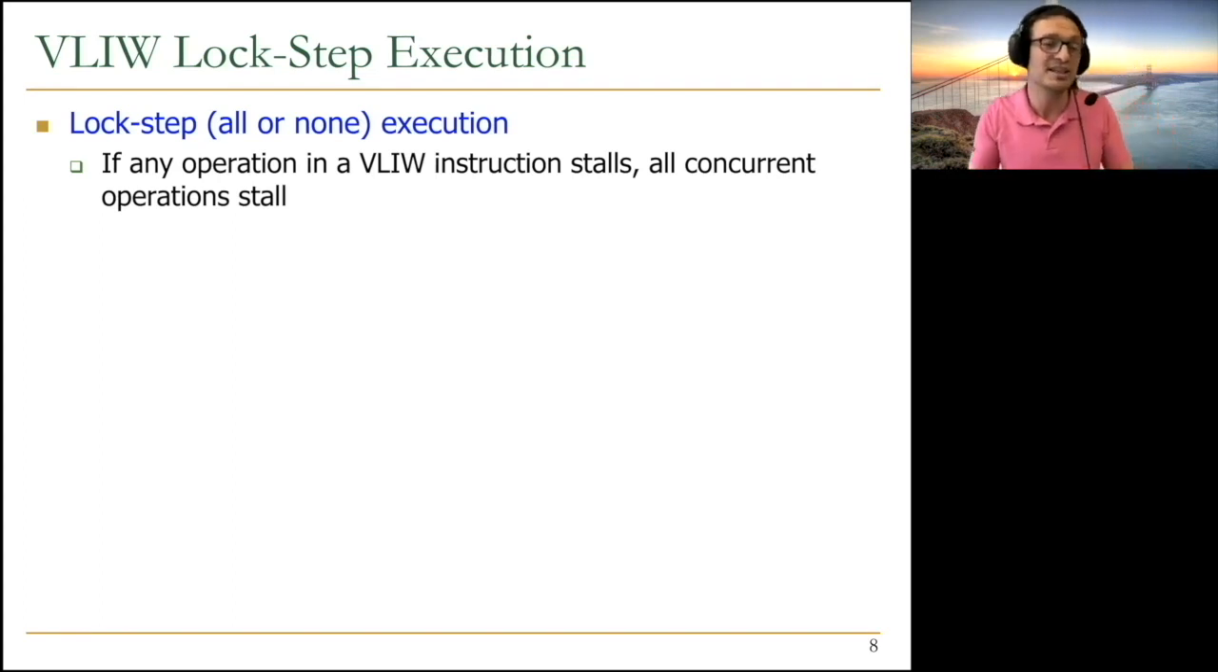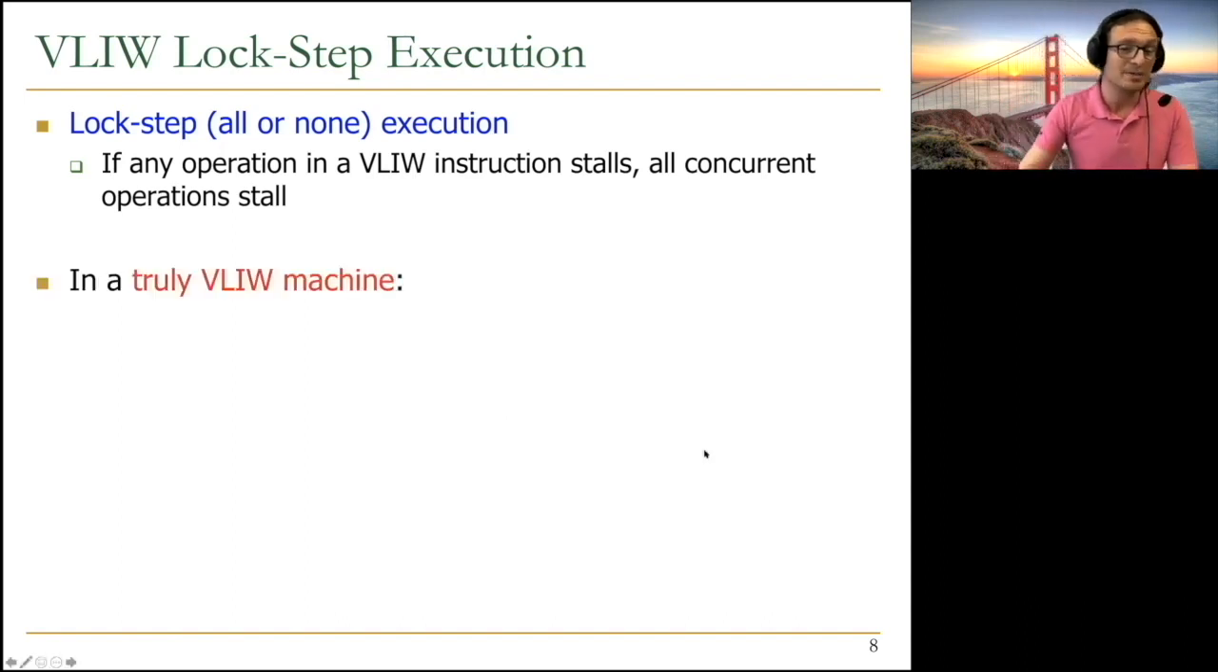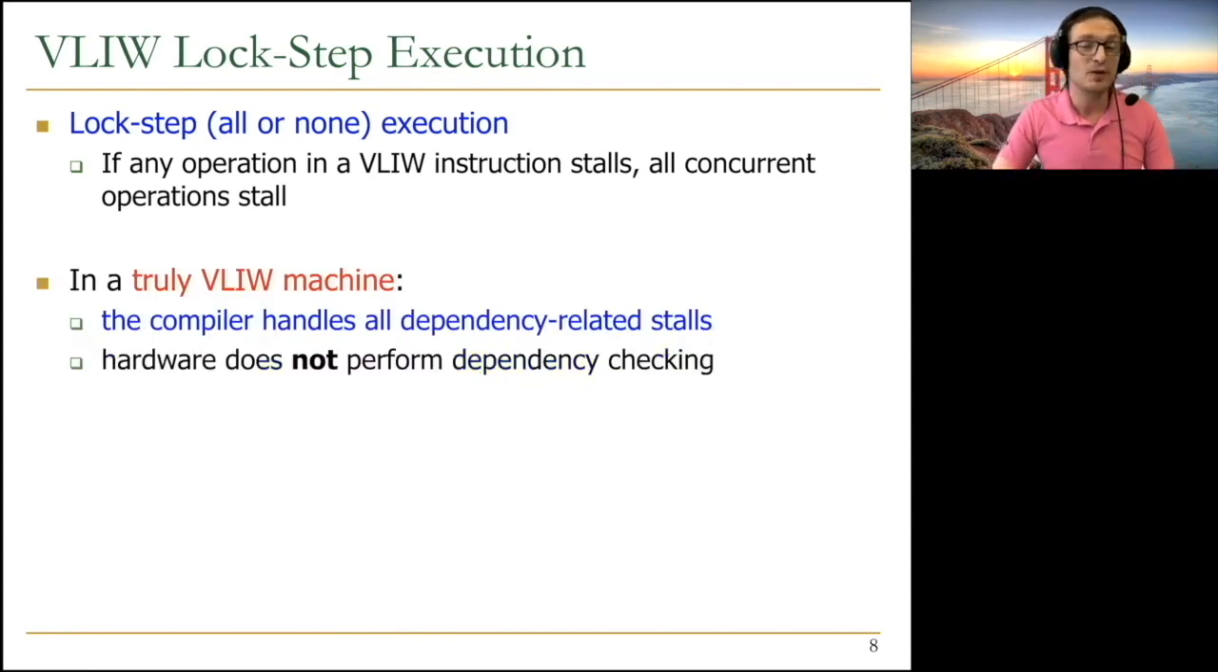So a VLIW machine doesn't guarantee that, for example, the memory updates are done atomically by these instructions that are executed in the same bundle. In that sense, it's not guaranteeing that sort of atomicity, but it's really doing lockstep. Okay, so in a truly, purely VLIW machine, the compiler handles all dependency-related stalls. And hardware does not perform any dependency checking.